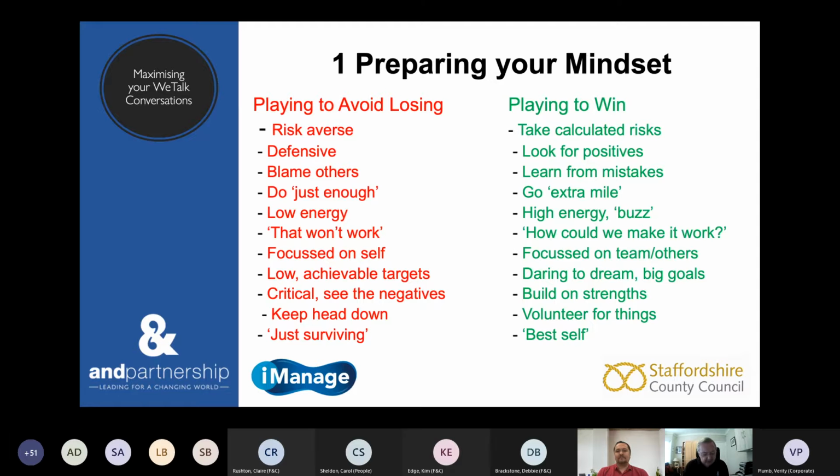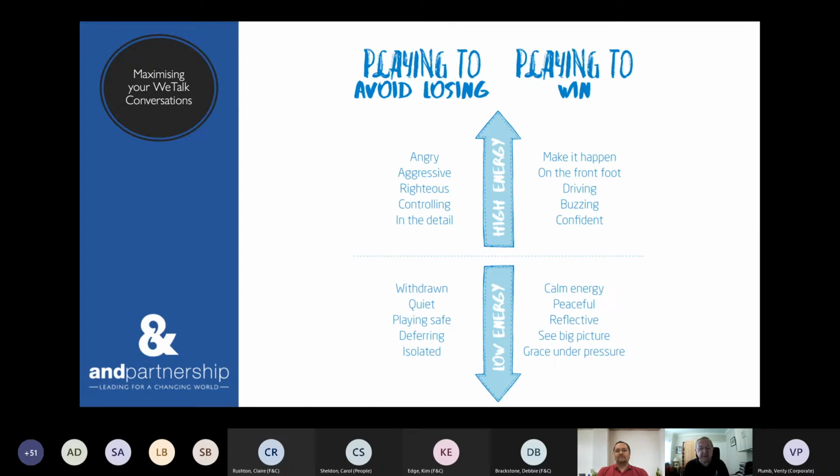And it's not just about rah-rah or positive thinking, although that is an element of it, but it can be high energy or low energy in both modes. A high energy playing to avoid losing might be quite angry or aggressive, and a low energy playing to win might just be peaceful, reflective, seeing the big picture. So it's not just about the obvious ones in terms of energies. And so for your conversations for WeTalk, it's about thinking about how do I get myself into that playing to win mindset before I go into the conversation, so that I'm really trying to get the best from that conversation.